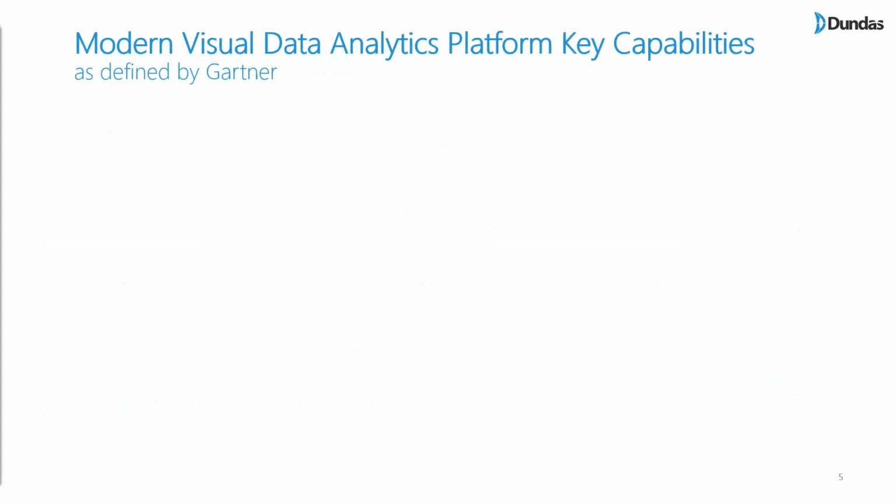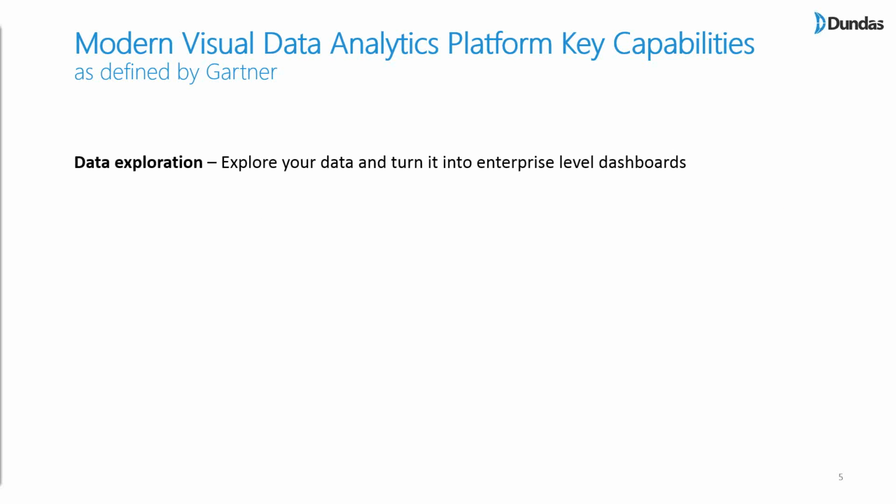So what are these key requirements or key capabilities from a visual data analytics platform as defined by Gartner? The first one is the ability to explore your data. You have a spreadsheet, you want to explore the data connected with your database system, and on the go, turn it into an enterprise level dashboard.